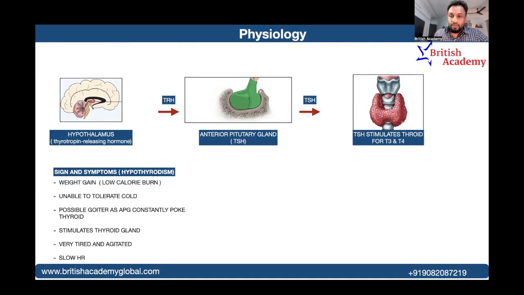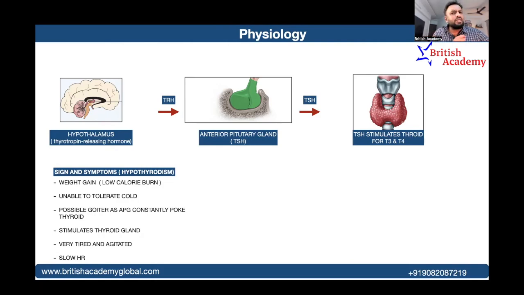And sometimes, due to thyroidectomy or many other reasons, even after the thyroid is stimulated so much by the pituitary gland with a lot of hormones, the patient is still unable to generate T3 and T4. In that scenario, you will see a hump-like structure in the neck region, below the larynx, the Adam's apple, where there is a bulging. That is a possible goiter, because the anterior pituitary gland is constantly poking the thyroid to build more T3 and T4, which is not happening due to some disruptions, and the thyroid gland is continuously being stimulated.